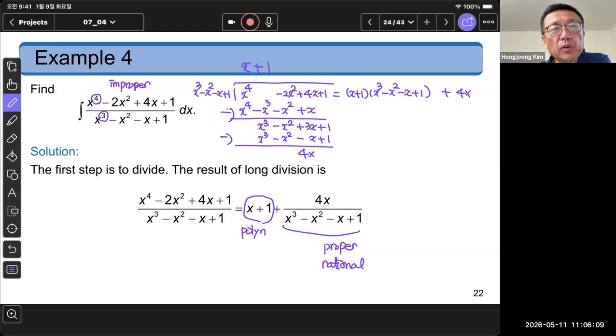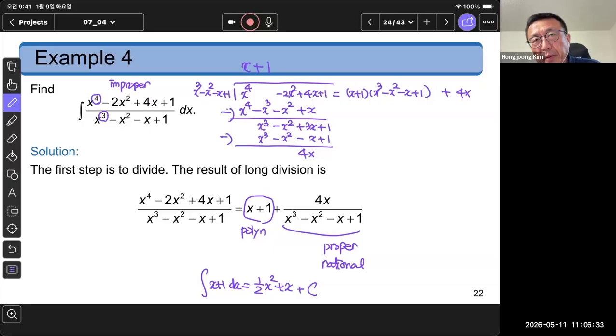The integration of the polynomial is simple, right? So integration of x plus 1 is simple. You get just 1/2 of x squared plus x, right? Of course, plus some integral constant, okay? But now what matters will be the integration of the proper rational function.